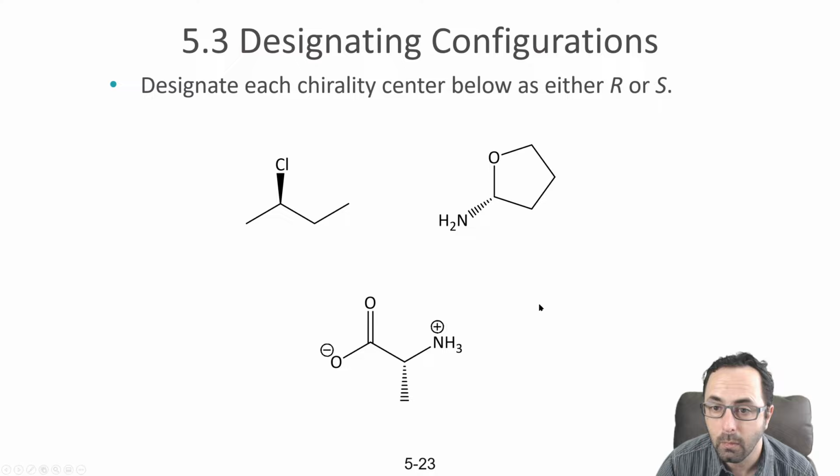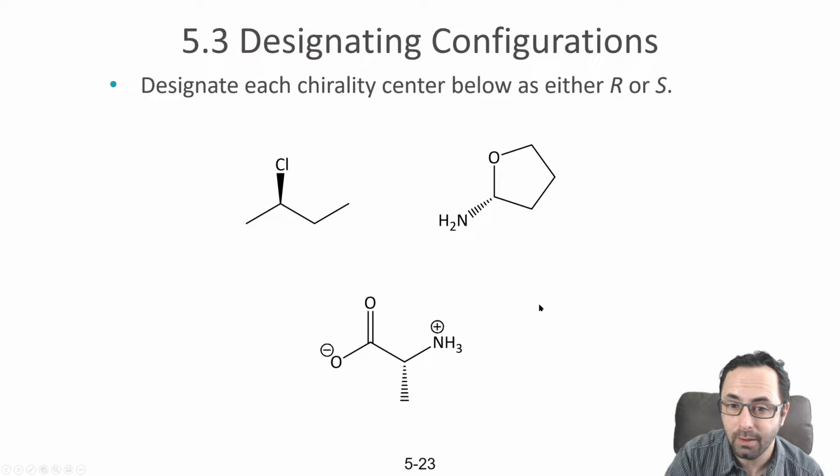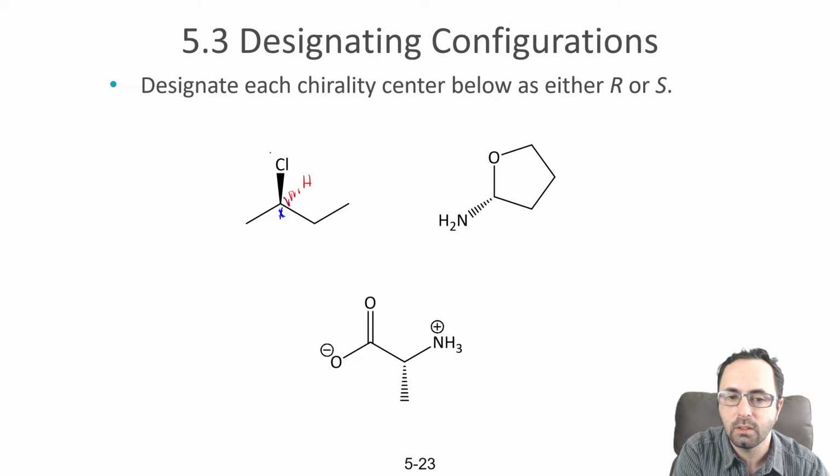So again, as usual, pause the video if you want. Okay, now I'm going to show you the answers. The first thing we should do is identify the chiral carbons. Here the chiral carbon is this one, and we already did this one, just very briefly again. The hydrogen was on the dash. Our priorities were 1, 2, 3, 4. The hydrogen's in the back, and so we have a clockwise 1, 2, 3. This is an R designation. That's the only chiral carbon.